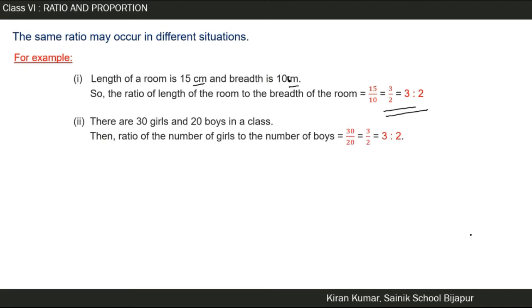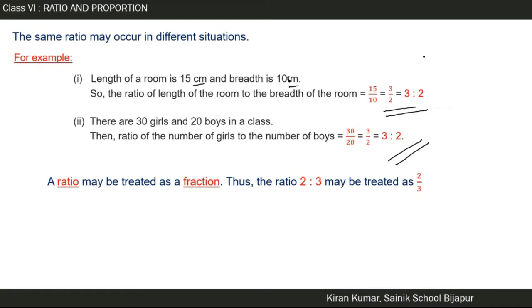One more situation, if there are 30 girls and 20 boys in a class, the ratio of girls to the number of boys will be 30 upon 20, which is also 3:2. So here there are two different cases, two different situations where the ratio is the same. The ratio may be treated as fraction. The ratio 2:3 is treated as 2 by 3.